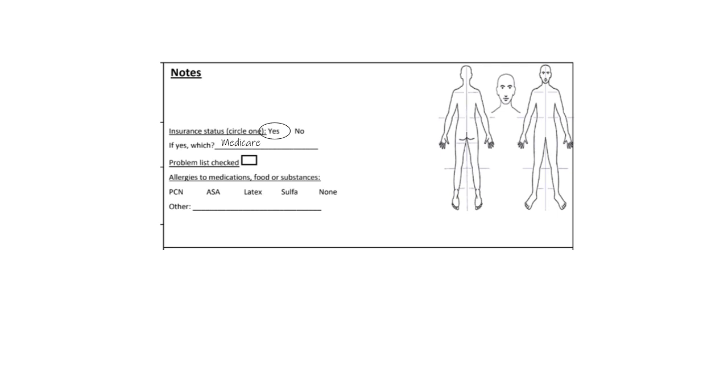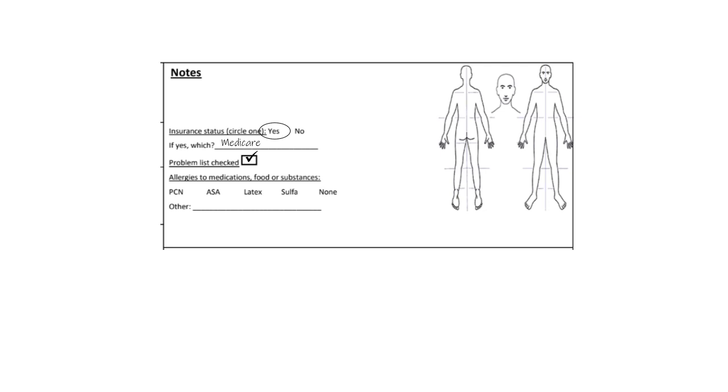Next, we have the problem list. So again, this is the medical history. Oftentimes, people just check this box without looking at the medical history. So please make sure that you look at the medical history and then check the box. Again, it's asking you if you checked the problem list. If you didn't check it, don't put a check mark here. But let's just say you're being a good student and a good volunteer, and you went and looked at the medical history, and so now you can go ahead and put a check mark there.